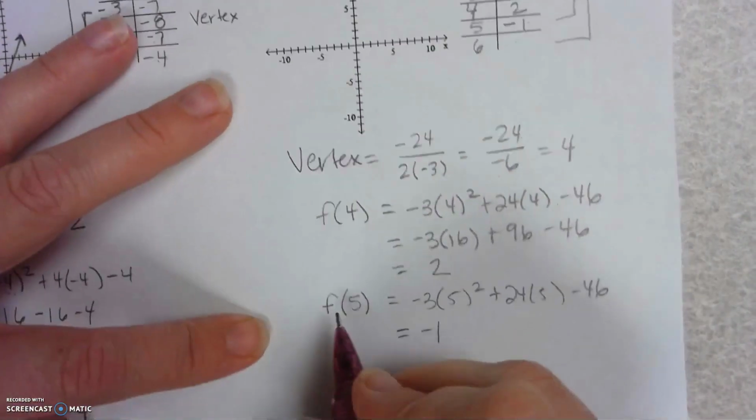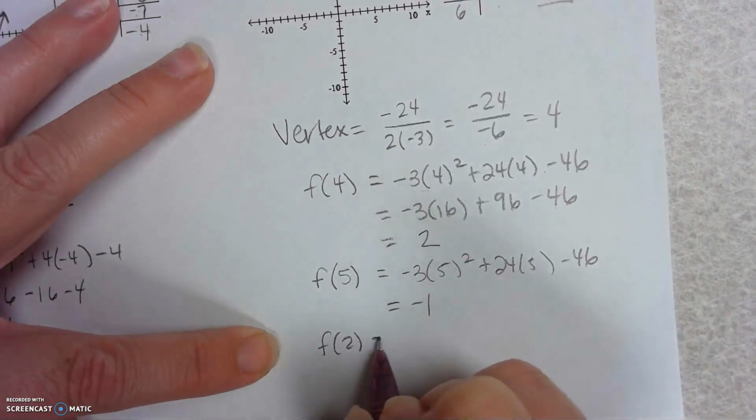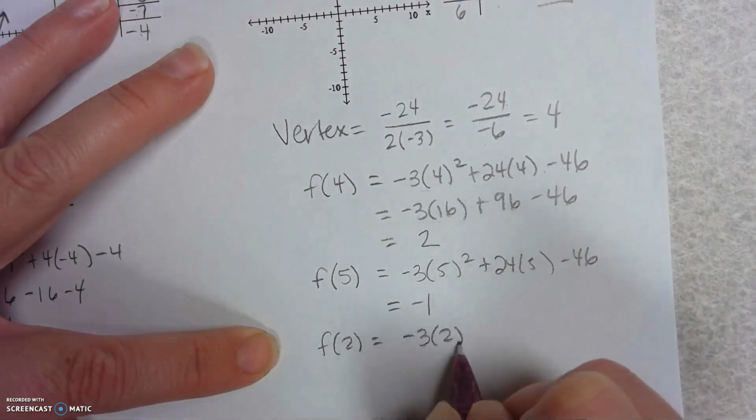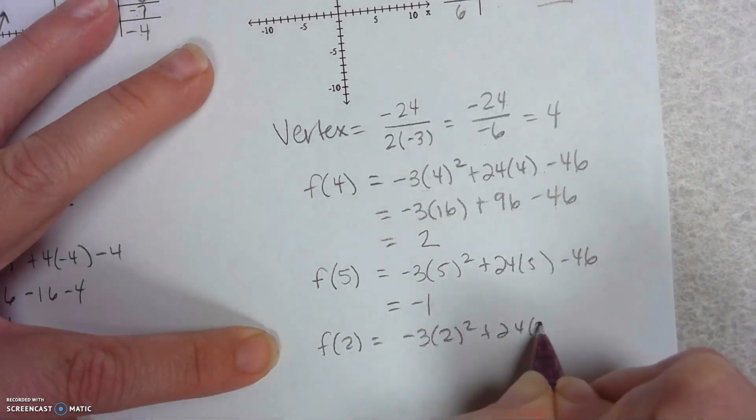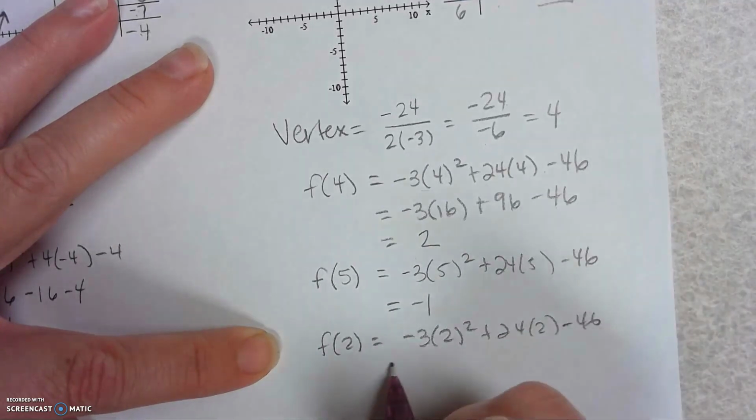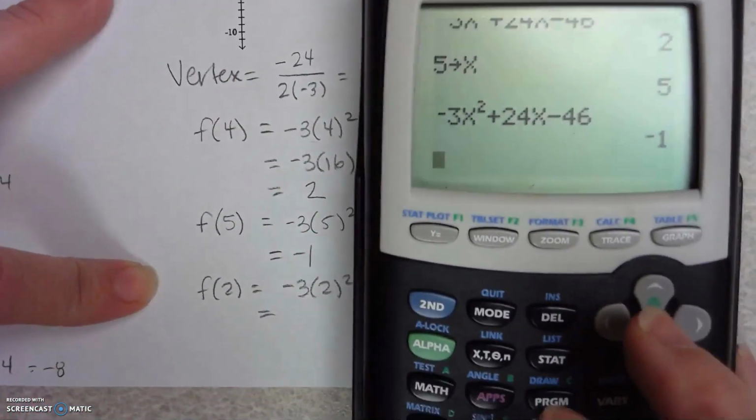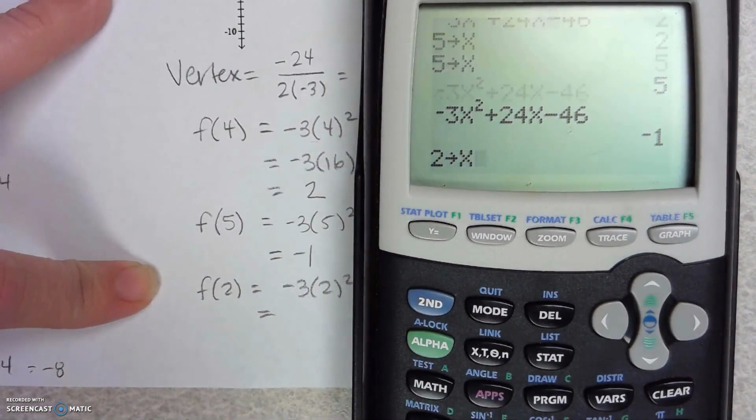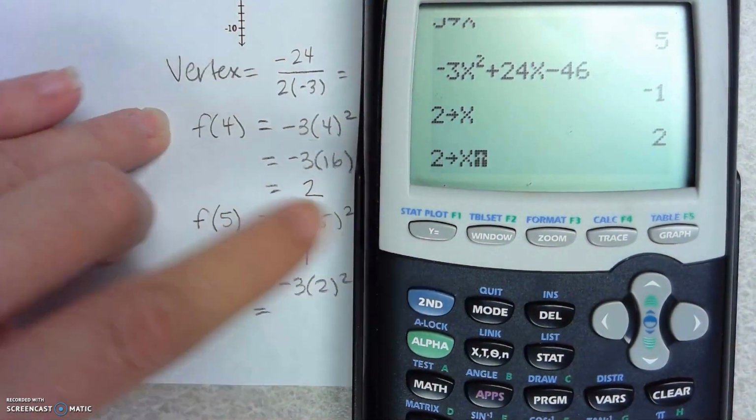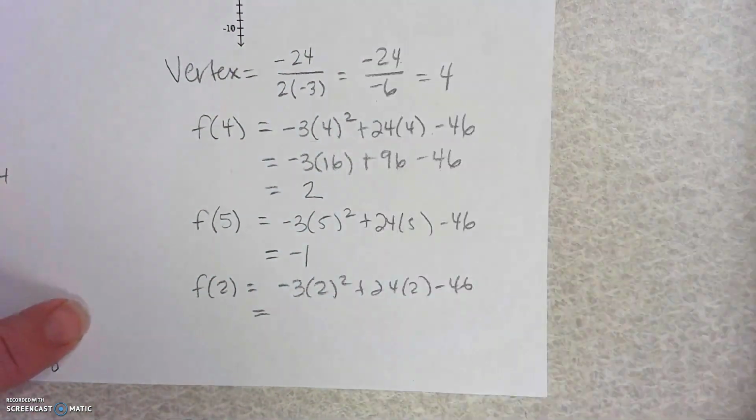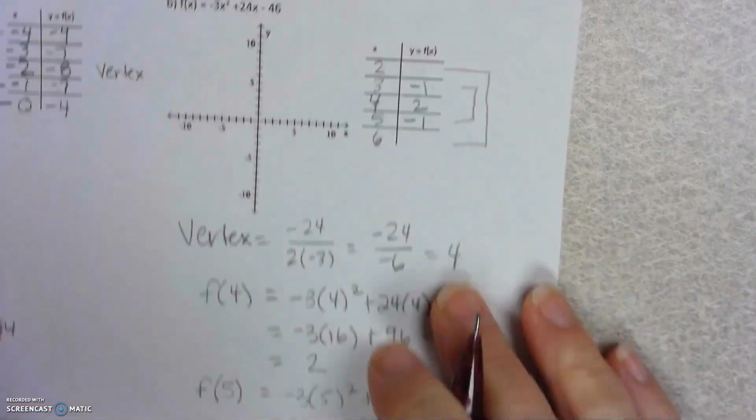Lastly, I'm going to fill in f of 2. So I'm plugging in a 2 everywhere there's an x. Using my calculator, I'm going to store 2. I'm going to recall, and I get negative 10.